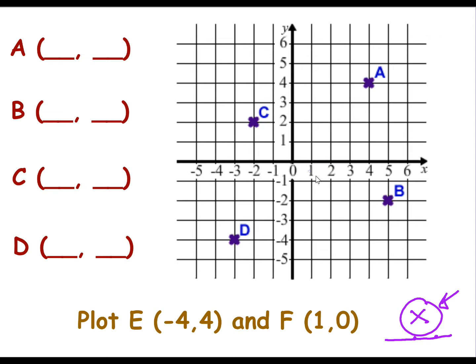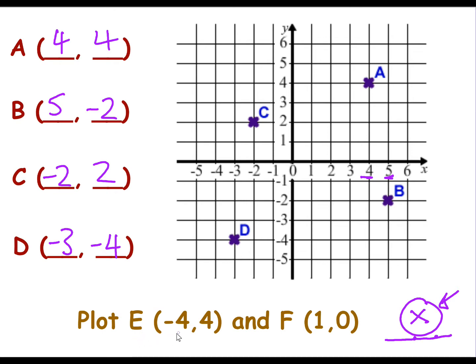Okay, for point A, we can see that it's 4 across and it's 4 up. So point A is 4, 4 as a coordinate. Point B is 5 across, but this time it's 2 down. So that's the negative direction on the y-axis. For point C, it's 2 left, so it's negative, and then it's 2 in the positive direction on the y-axis. For point D, it's 3 in the negative x direction and 4 in the negative y direction. So point D is -3, -4.